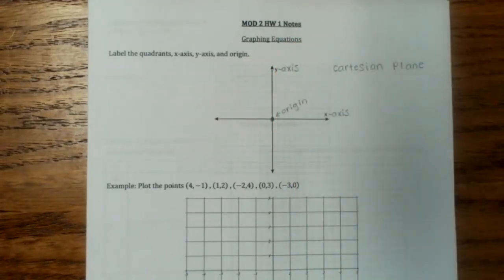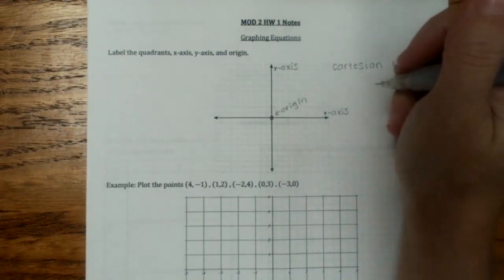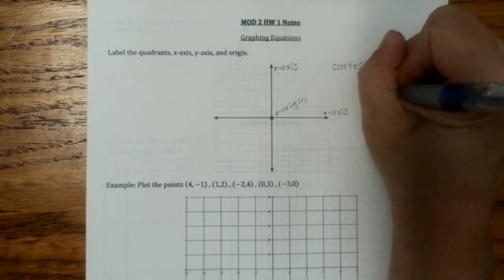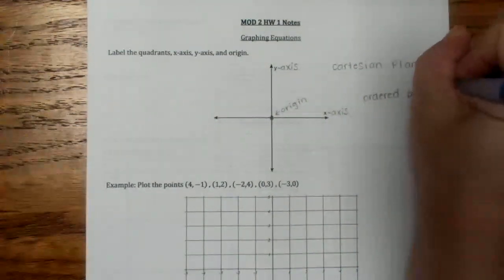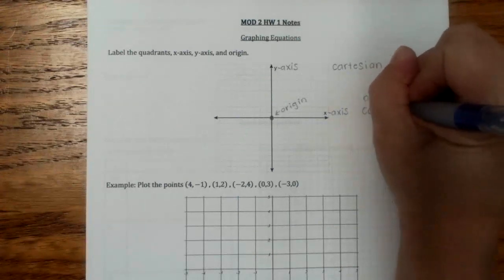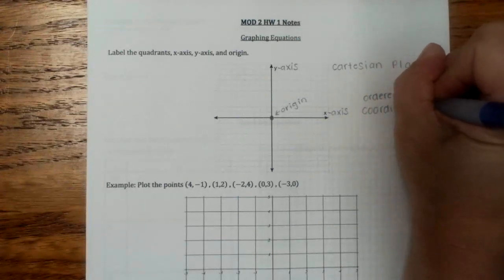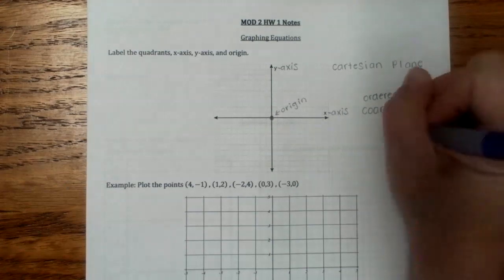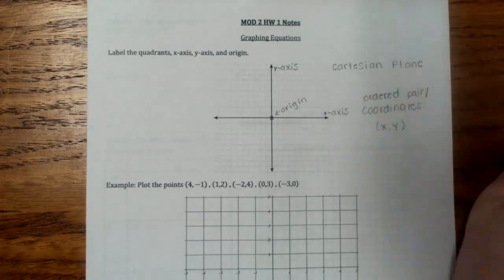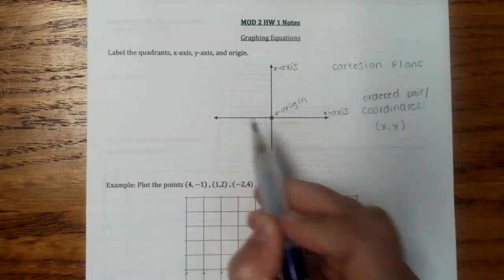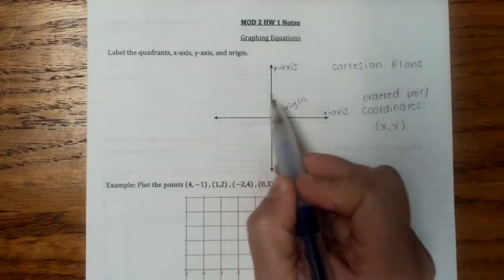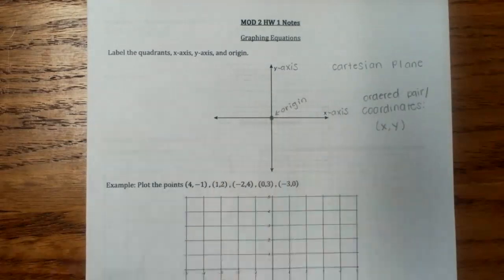So our x-axis tells us how much we're moving left and right. Our y-axis tells us how much we're moving up and down. So this will give us our x value and our y value for our ordered pair, or our coordinates. Sometimes it's called coordinates. The x value and our y value. So left and right will give us our x values, positives over here, negatives over here. Up and down will give you our y values, positives are up, negatives are down.